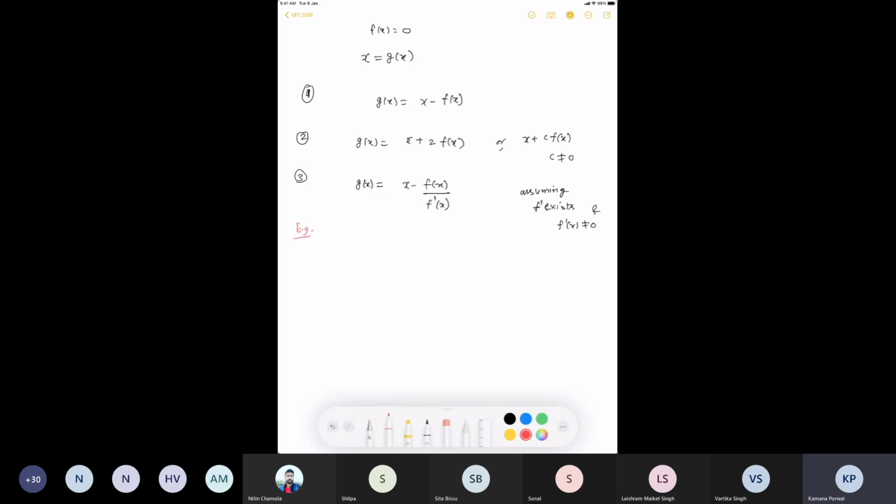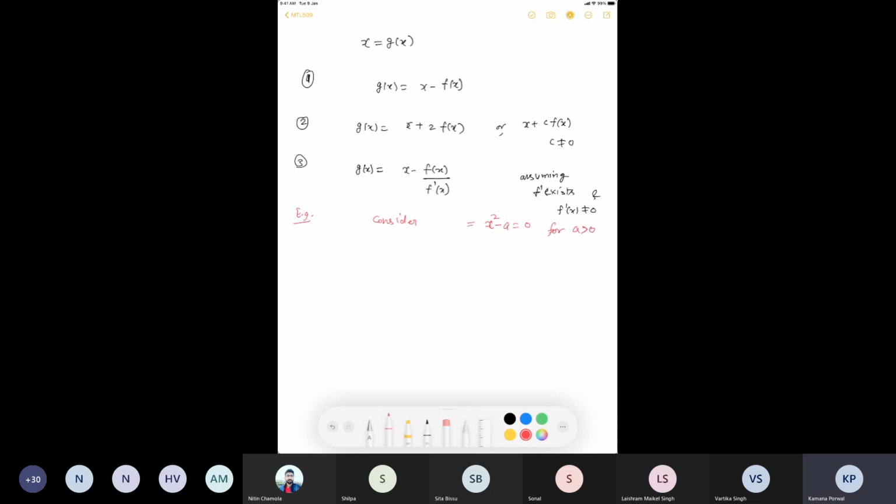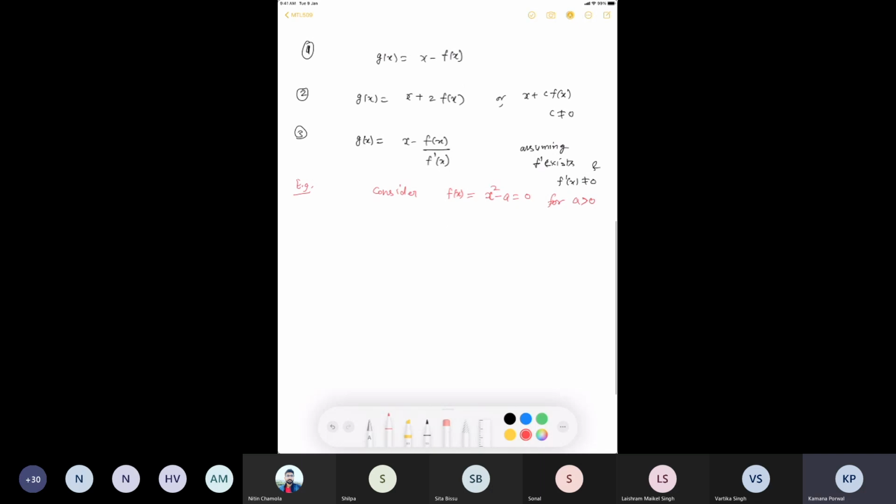So let's consider that we have to solve this equation, x square minus a is equal to 0, and a is strictly positive here. So what is f(x) here? f(x) is x square minus a. So now we can reformulate this problem as x is equal to g(x) in the following way.